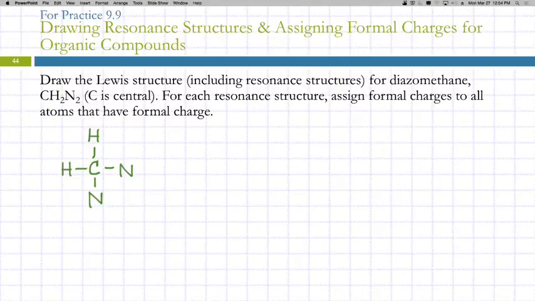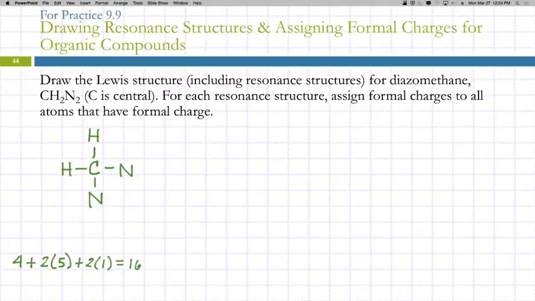How many valence electrons in the whole thing? Well, carbon's 4, right? 2 nitrogens are each 5. I really would encourage you to write this down because it's so easy to count wrong. And then 2 hydrogens. So we've got 10, 12, 14, 16.